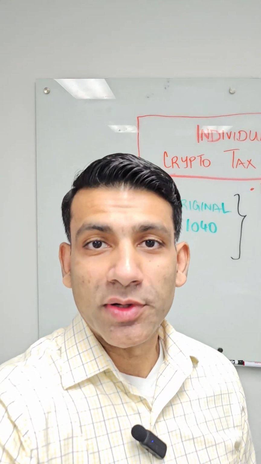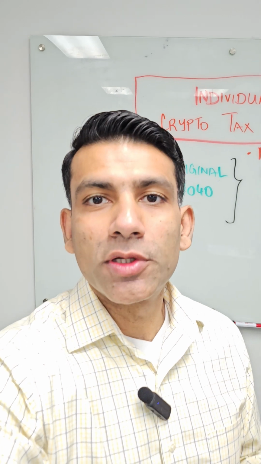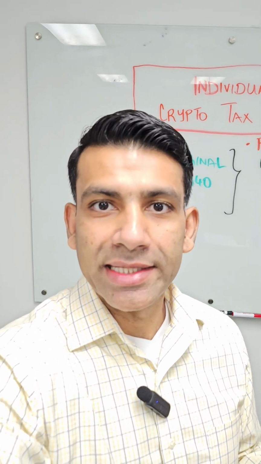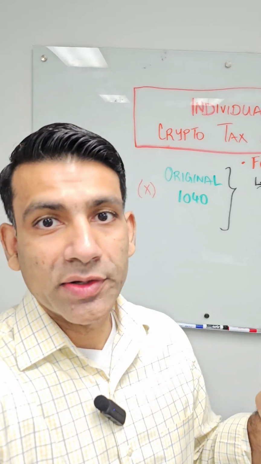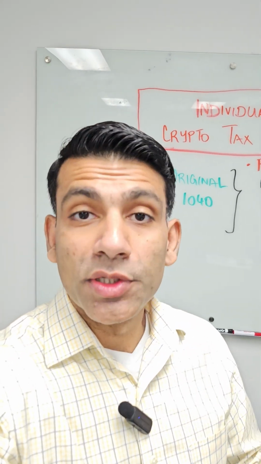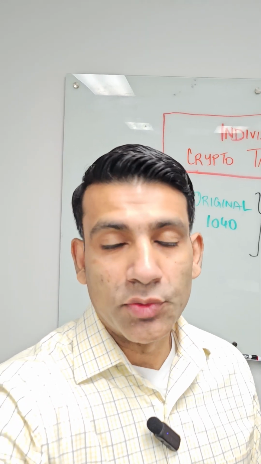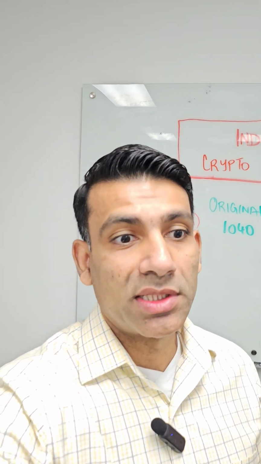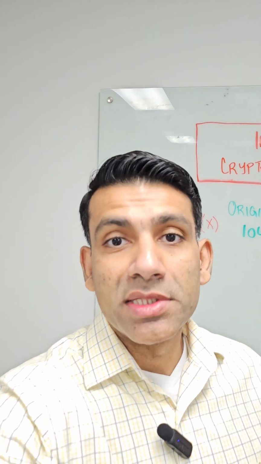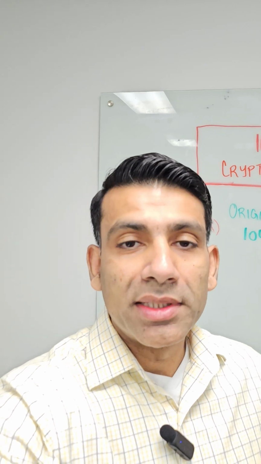Today, what I want to do is talk to you in a little bit more detail about what an individual crypto tax amendment looks like. And what I've done is I've made a little diagram to show you what the original return was like, and then you're basically amending the original return, which is now going to be the 1040X that you're going to be sending along with the amended return.